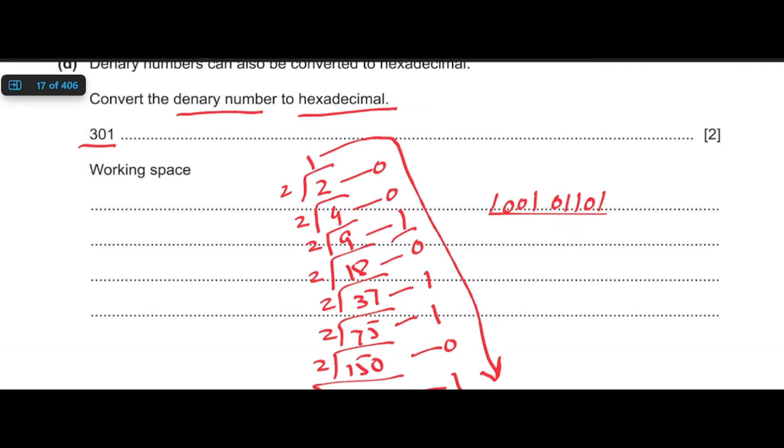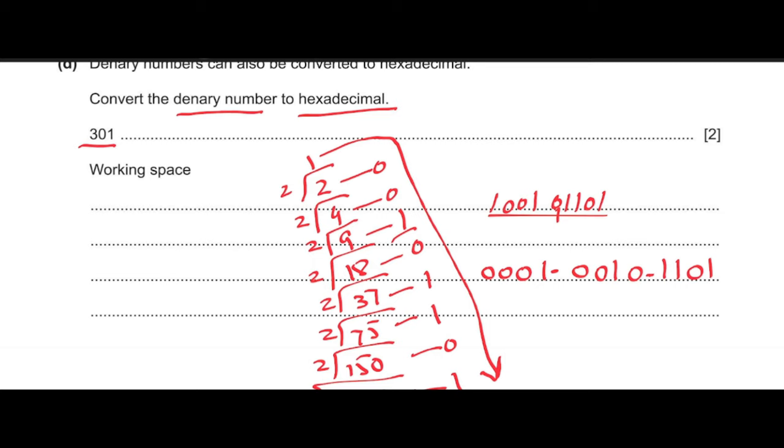Now what we do, we need to divide the number into 4 bits, 4 bits. Let's write the 4 bits first. 1, 0, 1, 1. These are the first 4 bits. And then 0, 1, 0, 0. This is the next 4 bits. And then we have the last bit which is 1, and we can add the 3 zeros here.